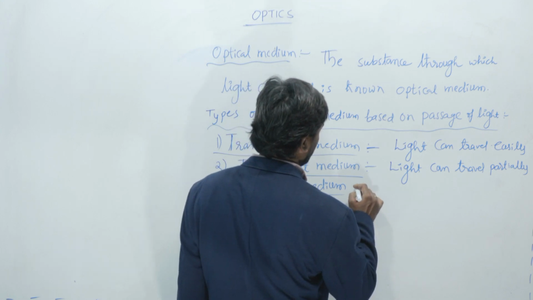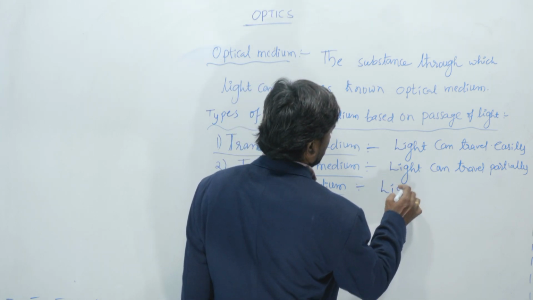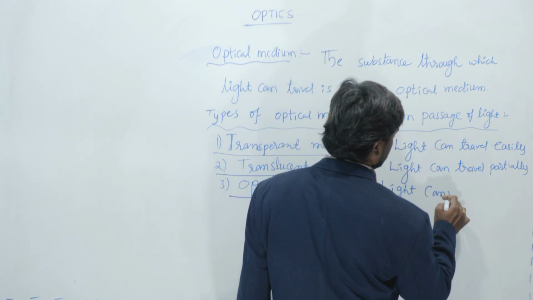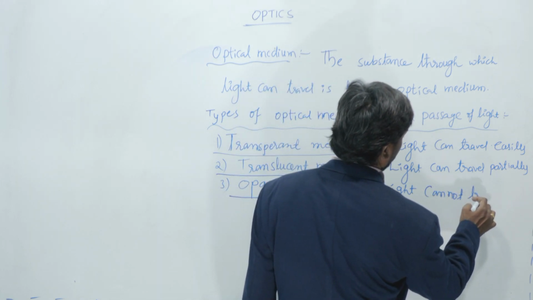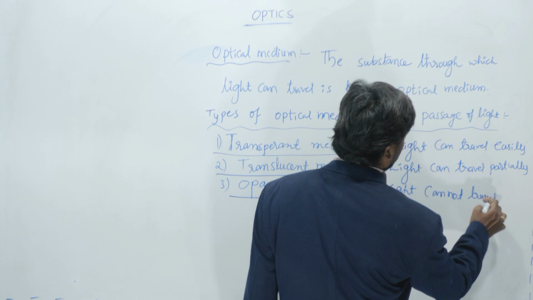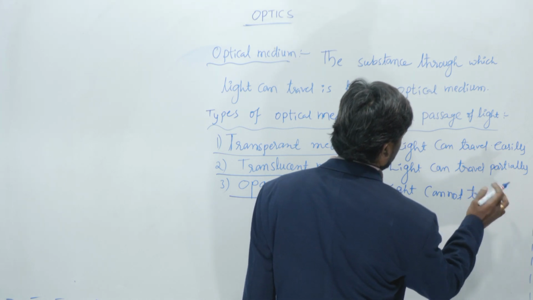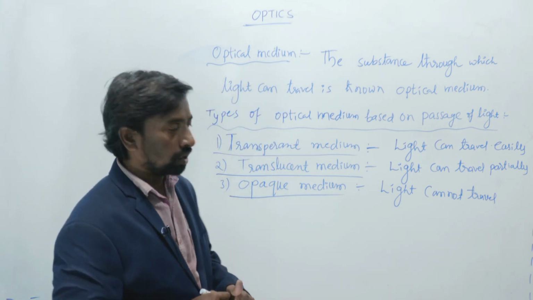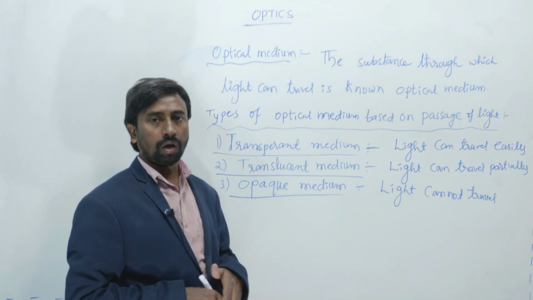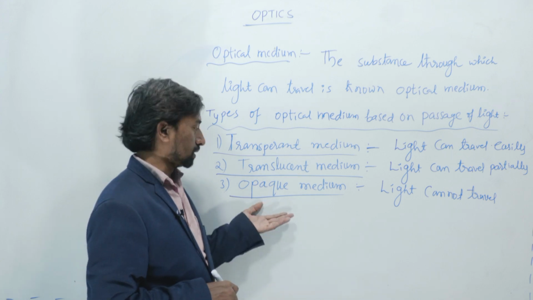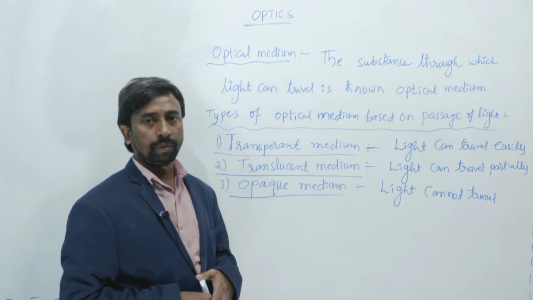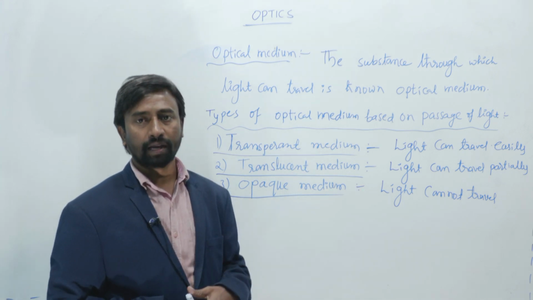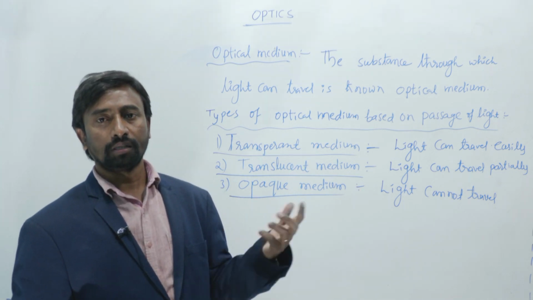So here the light energy does not travel at all. Light cannot travel through these substances. The substances through which light cannot travel are said to be opaque media. Like all the objects, like a wall, all the rigid objects, through which light cannot travel. Due to this, the light is reflected back from the object so that we can see the objects clearly.